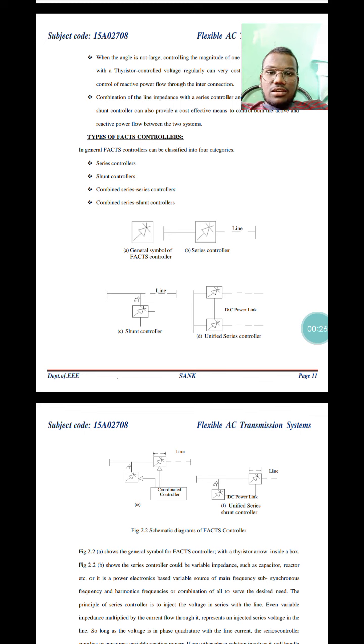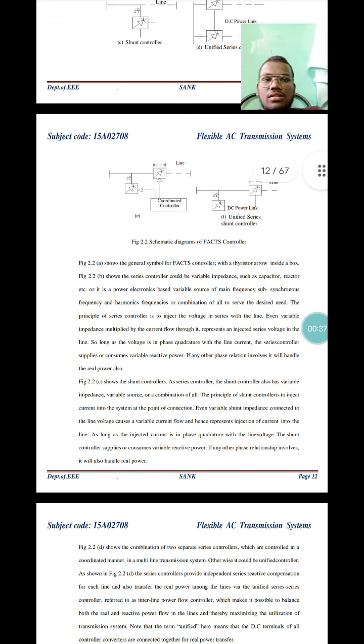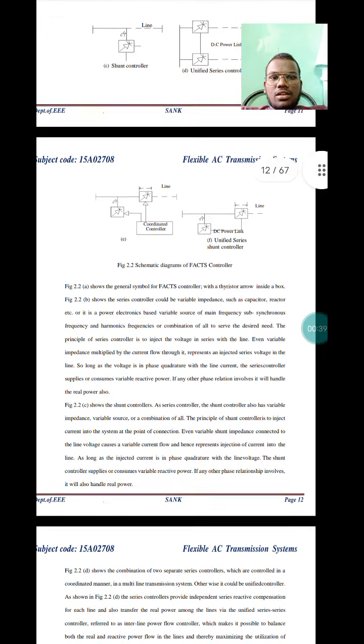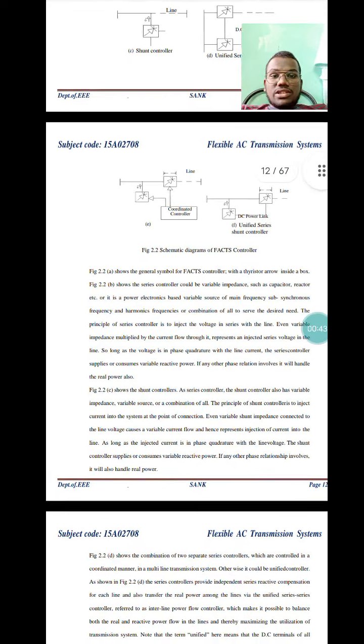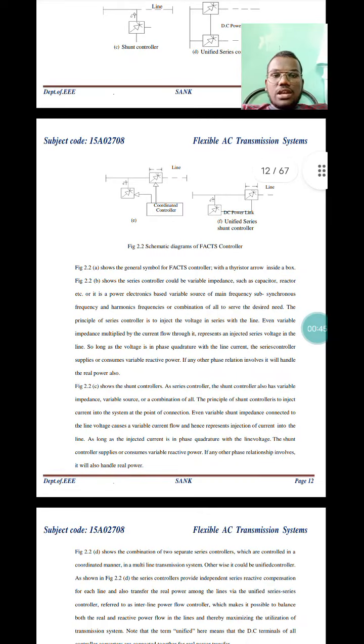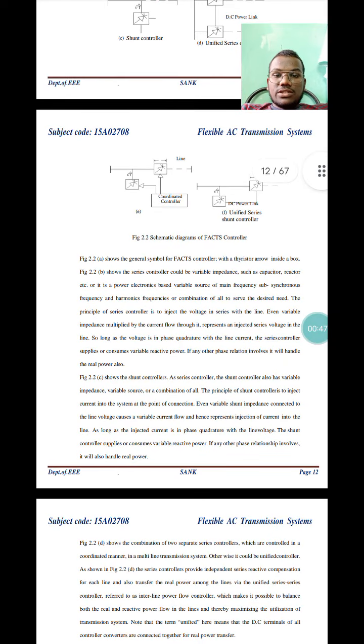Figure A shows a general symbol of a FACTS controller. Figure B shows a series controller. Figure C shows a shunt controller. Figure D shows a unified series controller. And the below figure shows the schematic diagram of a FACTS controller. It shows the general symbol of FACTS controllers with a stylized arrow inside a box.